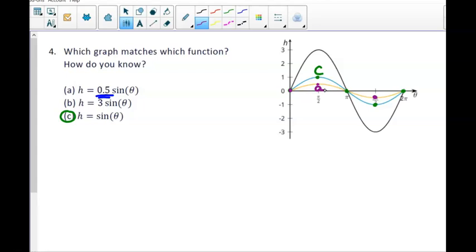And then the third graph, again using the same reasoning, 0 is still going to be 0. At pi over 2, the sine function is 1. So when I multiply the sine answer by 3, instead of the answer being 1, it's going to be 3. At 3 pi over 2, it's going to be a negative 1 for the original function, or the one on the unit circle. So that means for 3 times the sine, the answer negative 1 now becomes negative 3. So this last graph here is graph B.